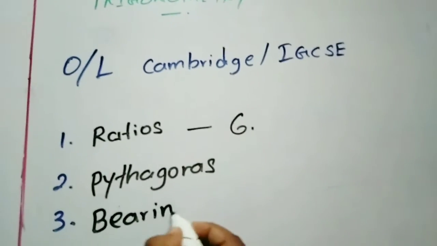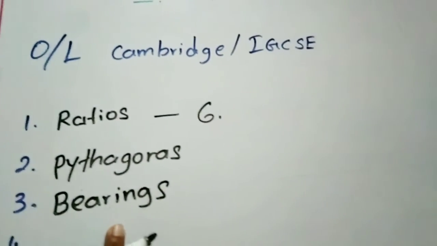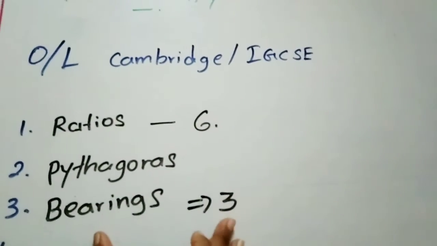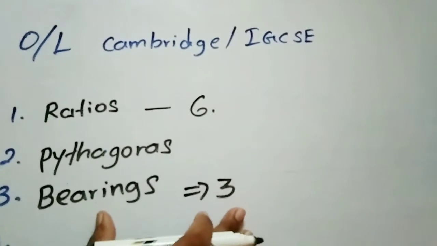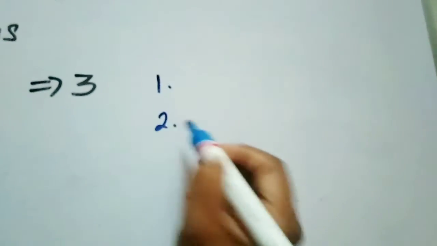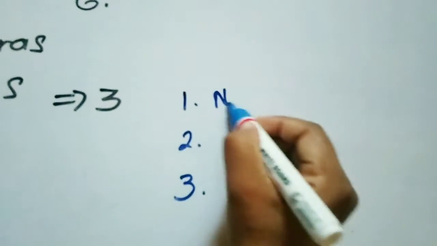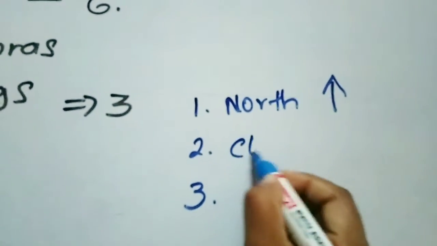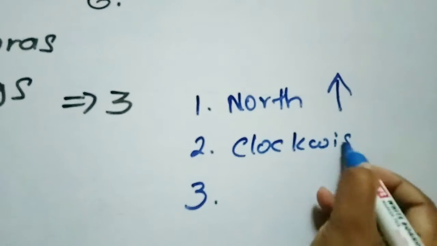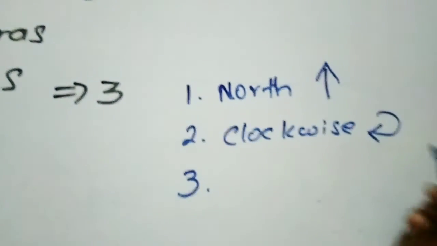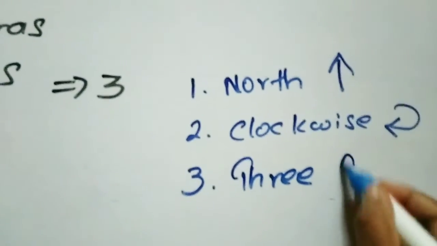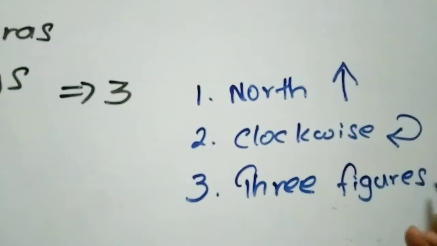The third one we need to discuss is bearings. In bearings, there are three things we need to consider. The first thing is the north direction, the north axis. From the north direction we have to measure the angle, and it should be in the clockwise direction, and the answer should be given in three figures, a 3-digit number.